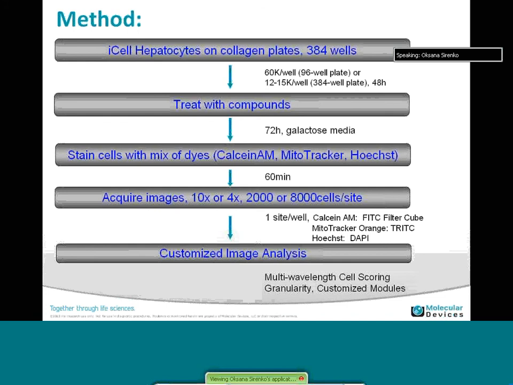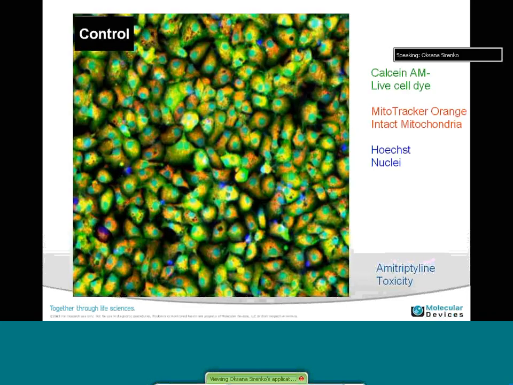Images are acquired using 10x or 4x magnification, which allows capture of 2,000 cells or 8,000 to 10,000 cells per site. We usually take one site per well and three different colors: Calcein AM, MitoTracker Orange, and DAPI for nuclei. Then we use customized image analysis, which includes multi-wavelength cell scoring, granularity, nuclear characterization, or customized special models.